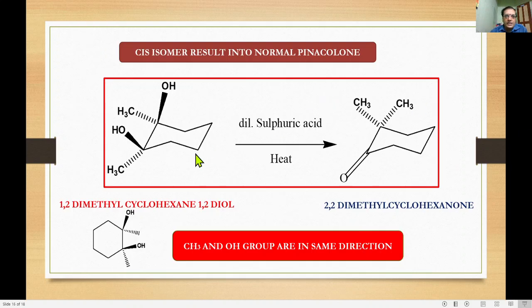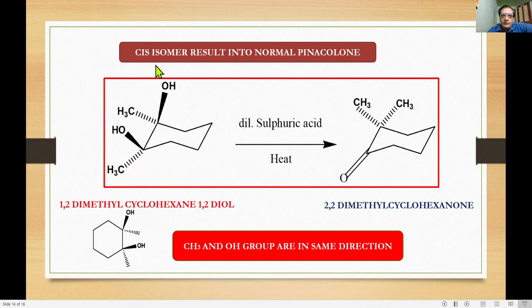Now, in the case of the cyclohexane system, we are discussing the cyclohexane system in the case of pinacolone rearrangement. This is the example, 1,2 dimethyl cyclohexane 1,2 diol. So both forms are cis isomer. Cis isomer means see that CH3, CH3 are in the same fashion, OH, OH are in the same fashion. CH3, OH are in the same direction, or otherwise we can say this is a cis. If the bond differs, OH with CH3 differs, that's a trans isomer. We'll discuss this later.